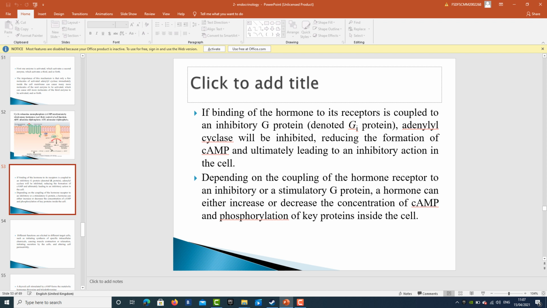If the binding of the hormone to its receptor is coupled to an inhibitory G protein, denoted Gi protein, adenyl cyclase will be inhibited. This reduces the formation of cyclic AMP and ultimately leads to an inhibitory action in the cell. Depending on the coupling of the hormone receptor to an inhibitory or a stimulatory G protein, a hormone can either increase or decrease the concentration of cyclic AMP and phosphorylation of key proteins inside the cell.